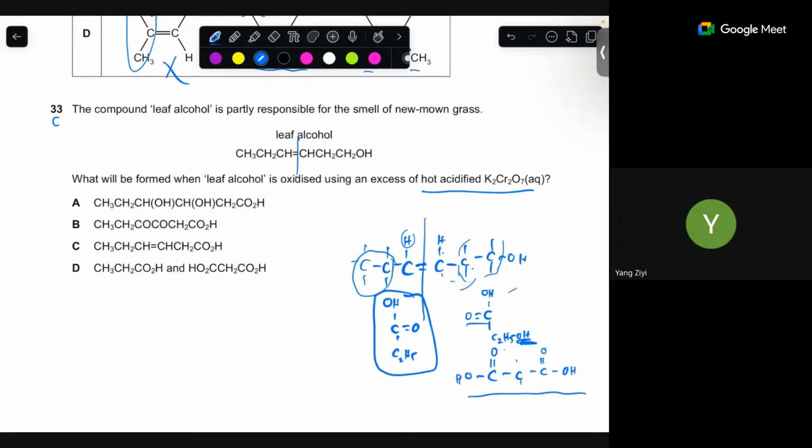So what will be formed? There will be two carboxylic acid. Done. And then OH and OH. OH and OH. 3 carbon. All done. The answer is C.